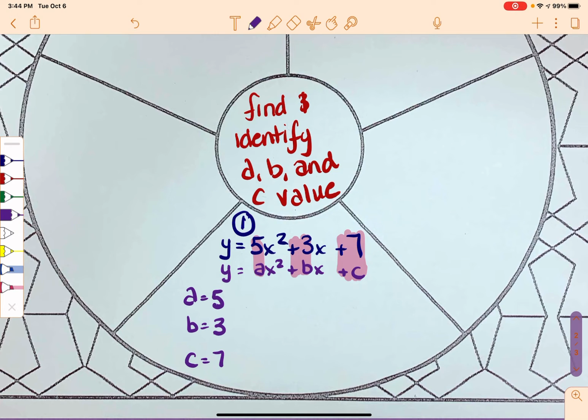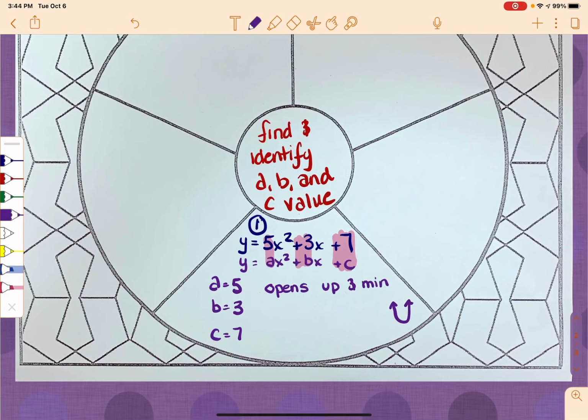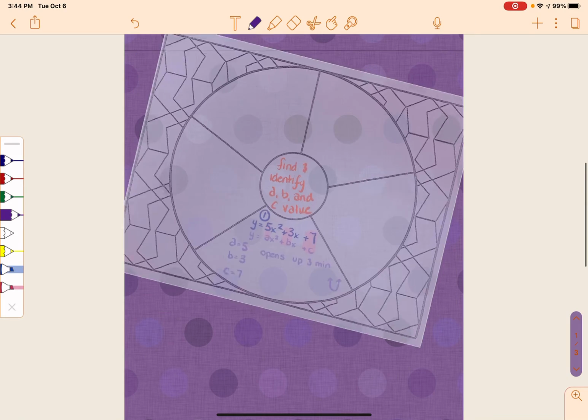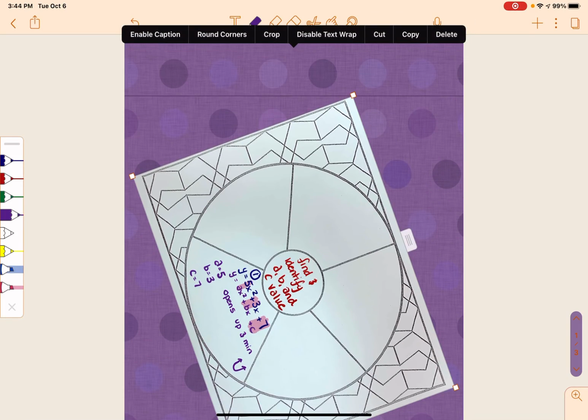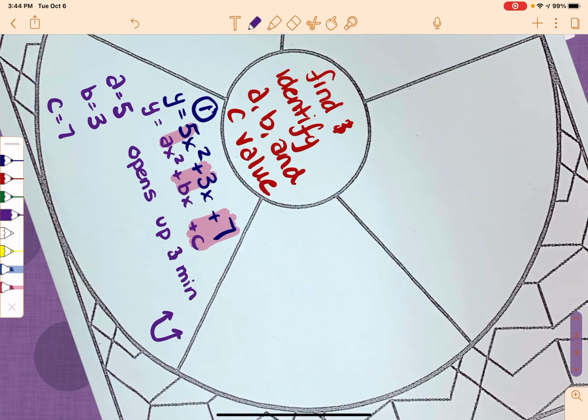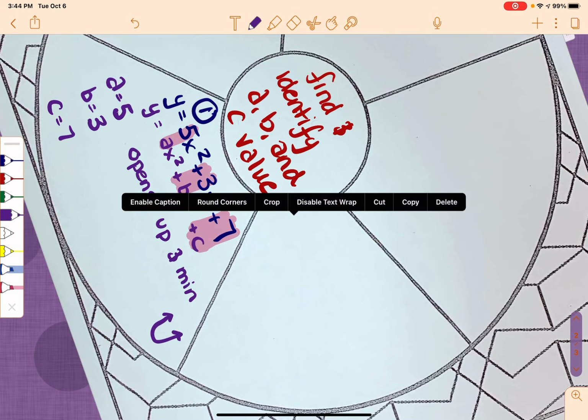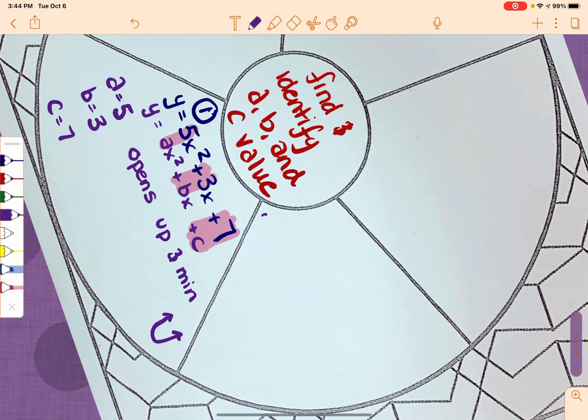Here's the other piece. If I know A is 5, that's a positive 5. It also means that it's going to open up, and it has a minimum. So that means I know it's got to be some kind of graph. Now that was just from identifying. That's all we did. So let's try just a couple more before we end. Okay, so I'm going to do number 2 here.